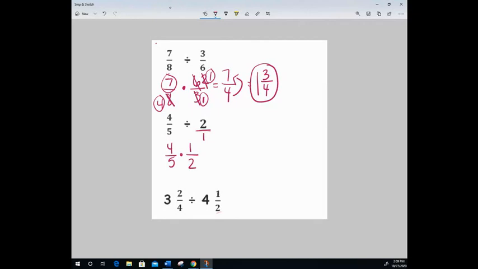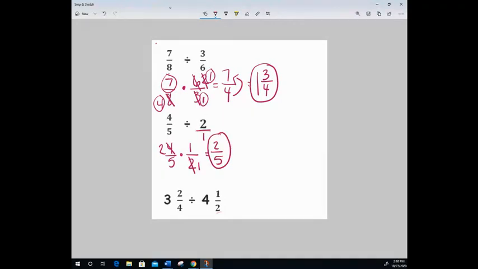Looking for combinations, I could do the 2 and the 4. 2 goes into 2 once, and 2 can go into 4 twice. There aren't any other combinations. 2 times 1 is 2, and 5 times 1 is 5. So we end up with 2/5 as our answer.